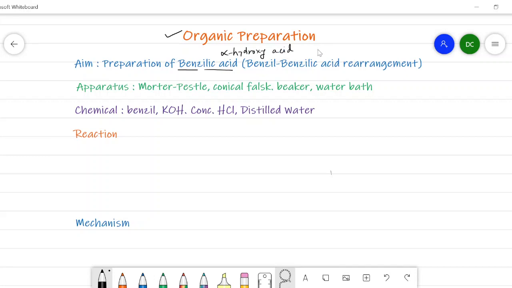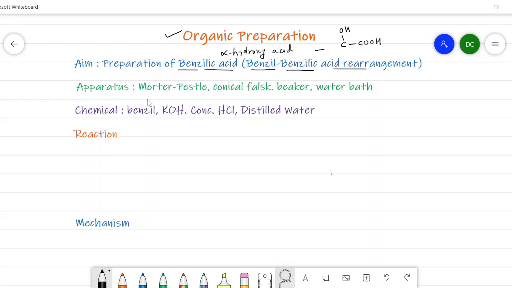So it means that there are two carbons, one of the carboxylic group and another carbon which possesses an OH group. It is the nature of an alpha hydroxy acid, and this carbon may attach with an alkyl group or aryl group, whatever it may be, and this preparation involves a benzilic acid rearrangement.